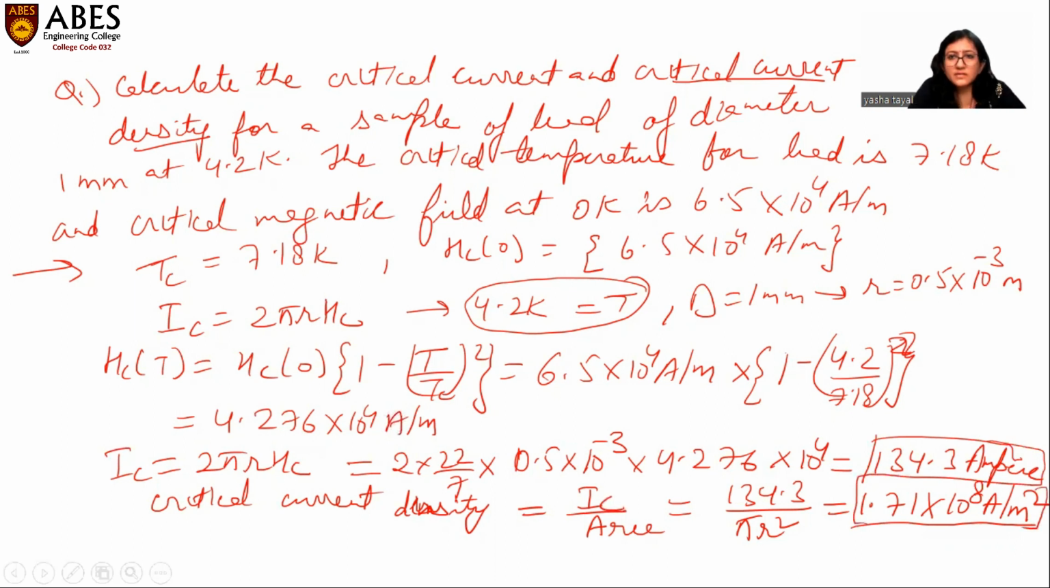Very important numerical. The mistake students make is that in the formula of Ic, they simply apply the value of Hc0. It's not Hc0. Current has to be determined at 4.2 Kelvin. So the field should also be taken at 4.2 Kelvin. So now to evaluate HcT, you have to use a basic formula, right? Then only will you be able to solve it.